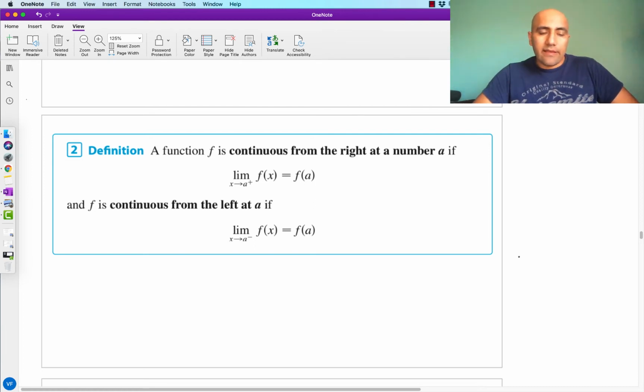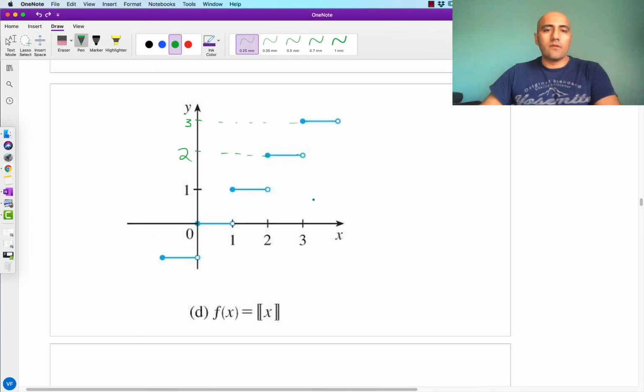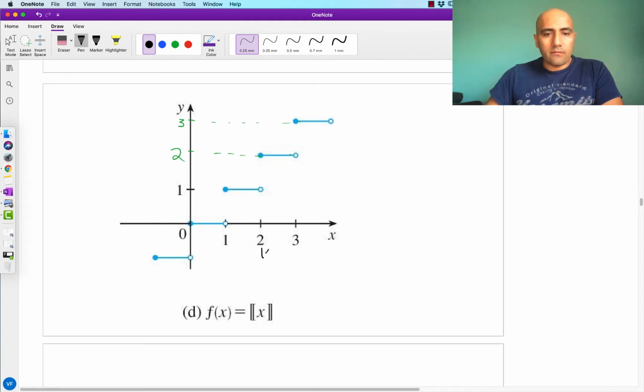And likewise, a function f is continuous from the left at a if the limit as x approaches a from the left of f of x equals f of a. Let's consider the greatest integer function once again. For example, let's say we consider the values around x equals 2, right here, at x equals 2.